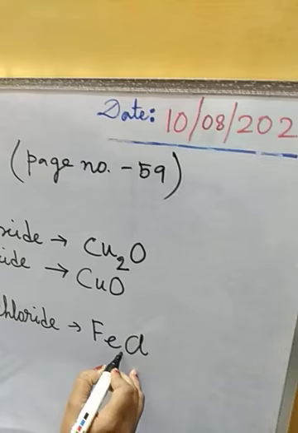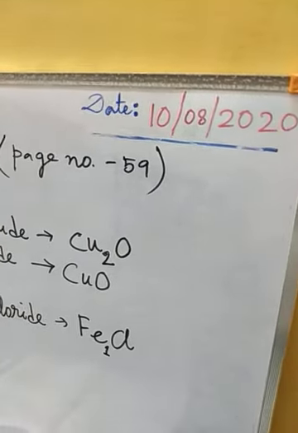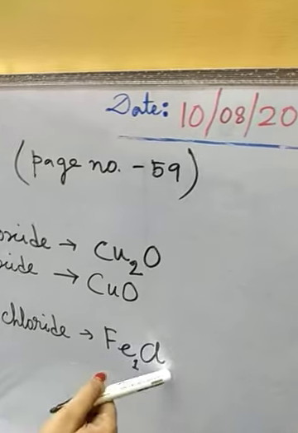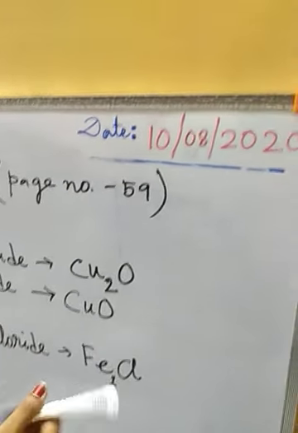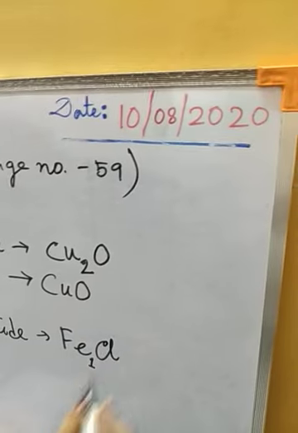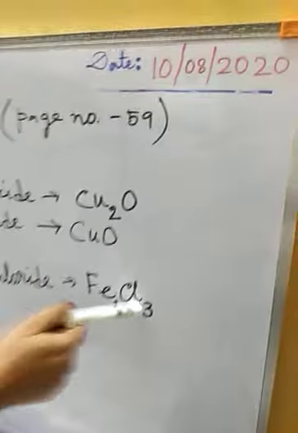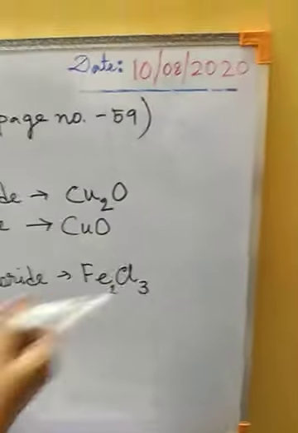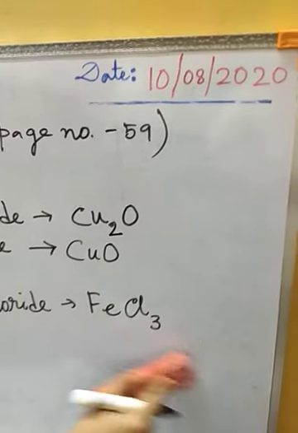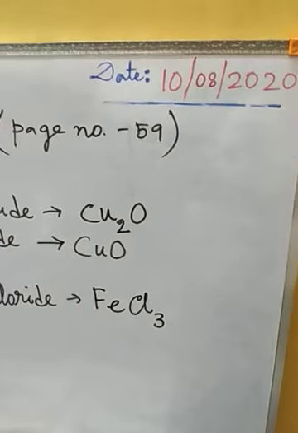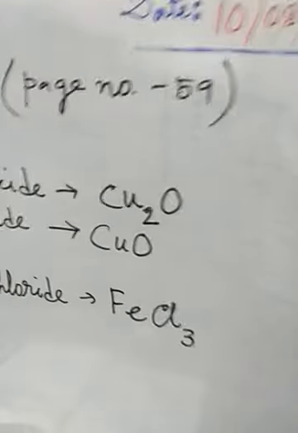So that you can understand well, I'm writing this 1 here. So Fe, chlorine's valency, that is 1, will go to iron. So we are writing Fe1, and iron's valency, that is 3, will go to chloride. So we are writing 3 with chlorine. Okay, so FeCl3. 1 we don't write. You know that these are the rules. So FeCl3 will be the formula of ferric chloride or iron 3 chloride.